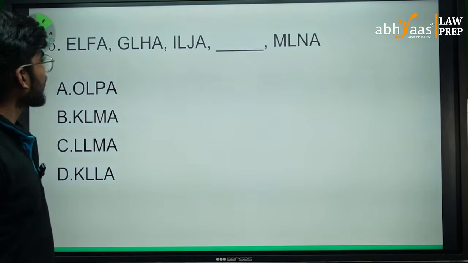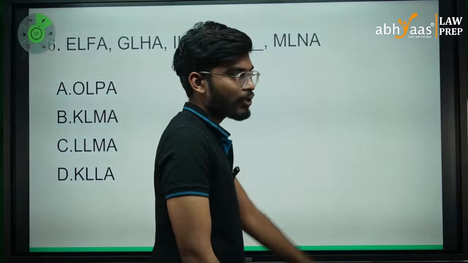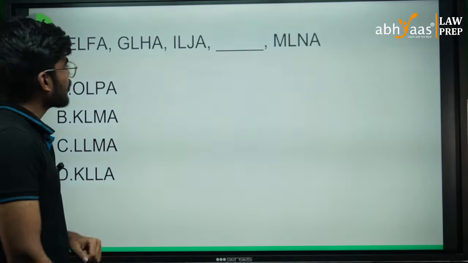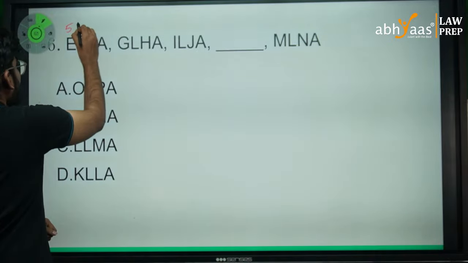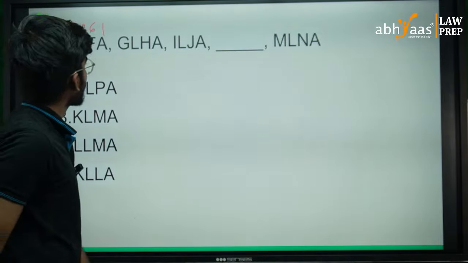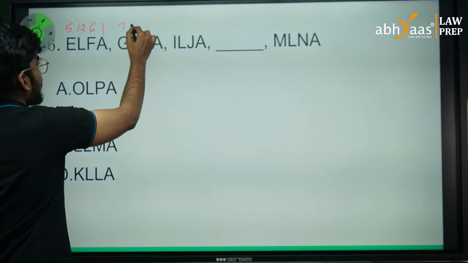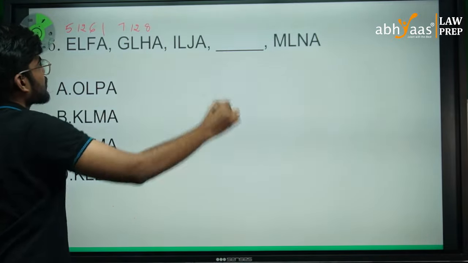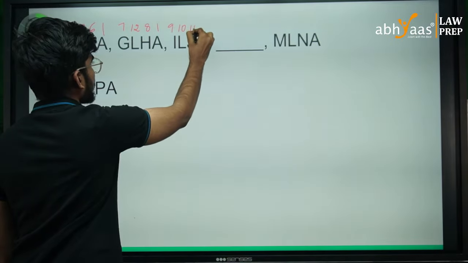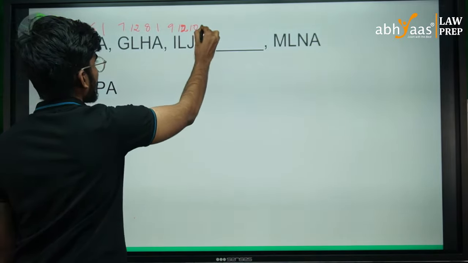ELFA, GLHA, IJLA and MLNA. Let us start solving. First, let us write the values of these alphabets. 5, 12, 6 and 1. G is 7, L is 12, H is 8. Next, I is 9, L is 12, J is 10 and A is 1.